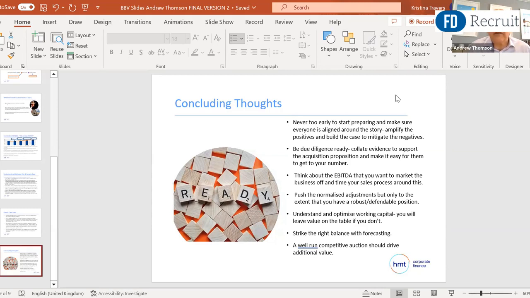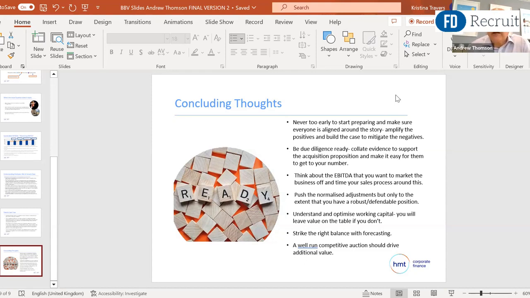I guess, for example, if I was selling a business with a property, I would do a sum of parts valuation. I would value the property standalone. I'd then work out a notional rent for that property. I'd deduct the rent from the EBITDA. So I'd value the business without the property, and I'd value the property separately.